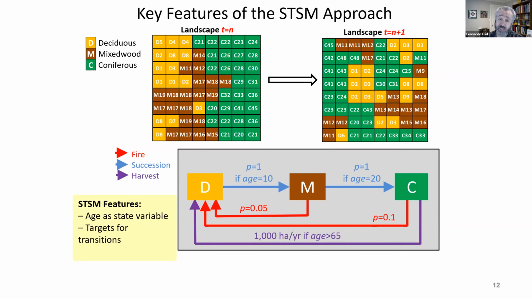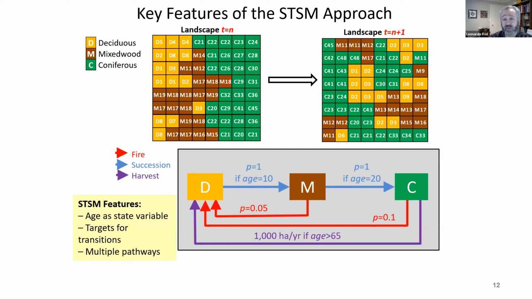And then in addition, one of the things you can do with state and transition simulation models is instead of using probabilities, you can assign things like targets. So you could say, for this landscape, harvest 1,000 hectares per year of conifer, but target stands that are older than 65 years of age.